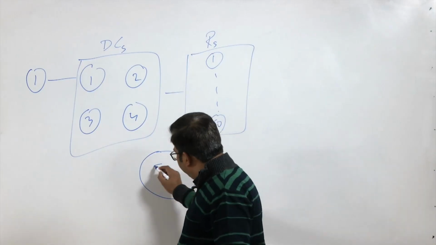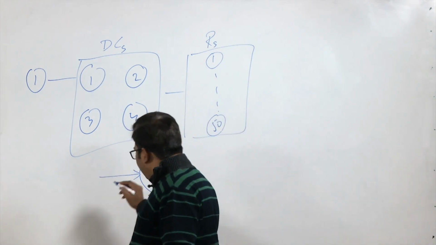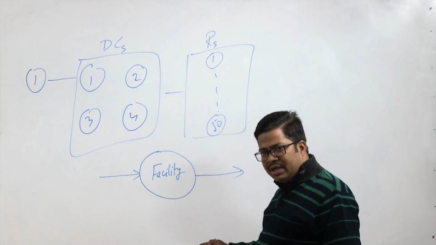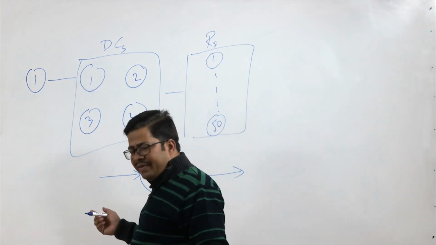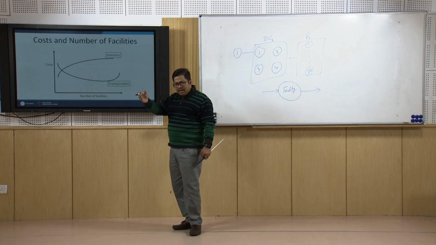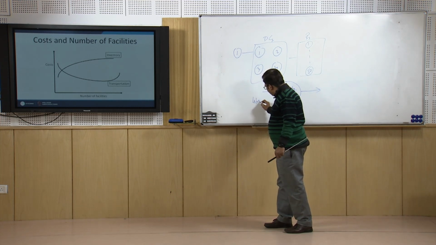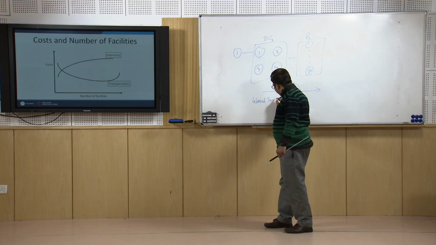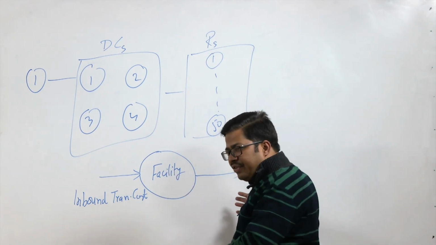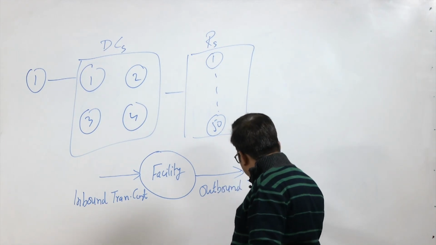If this is a facility in a supply chain, there are some materials which are coming to the facility and there are some materials which are leaving the facility. So materials which are coming to a facility, the cost of transportation associated with the inbound material is known as inbound transportation cost. And the cost associated with the materials leaving the facility, that is known as outbound transportation cost.